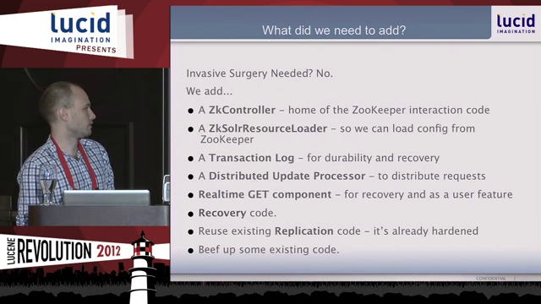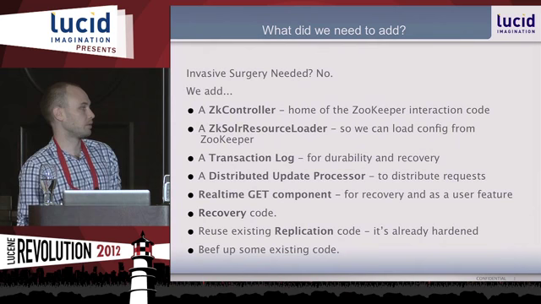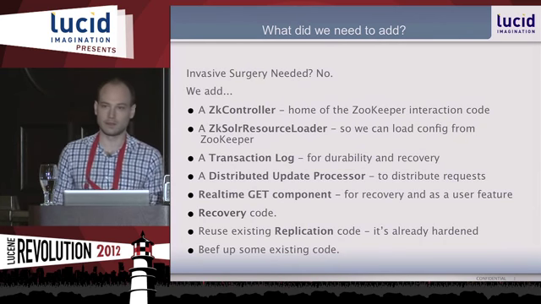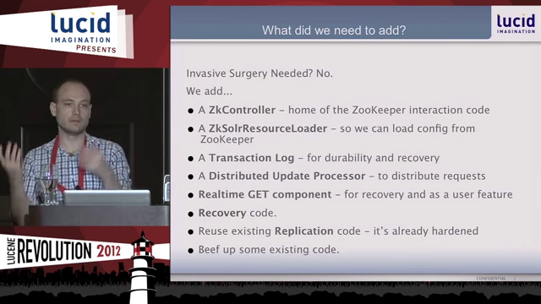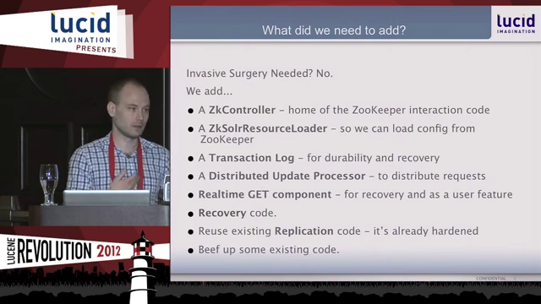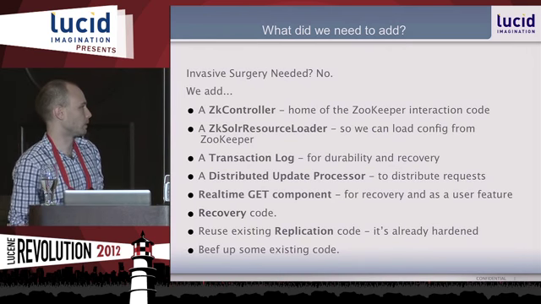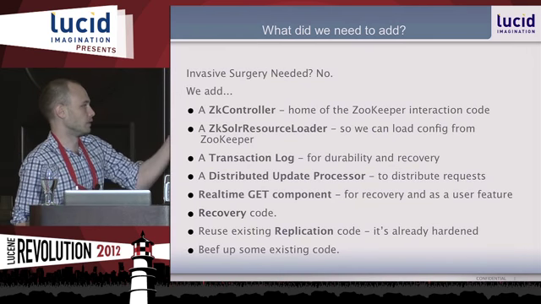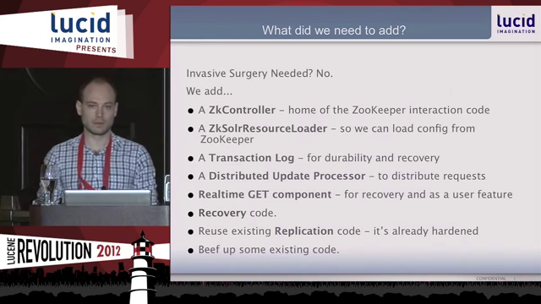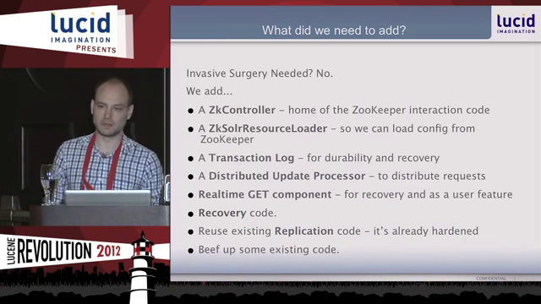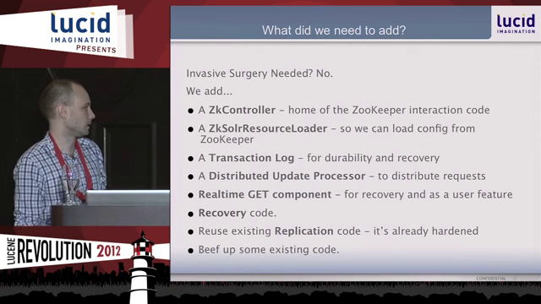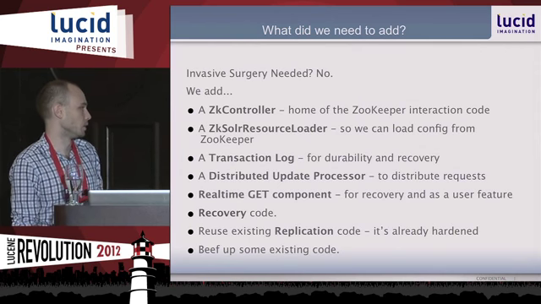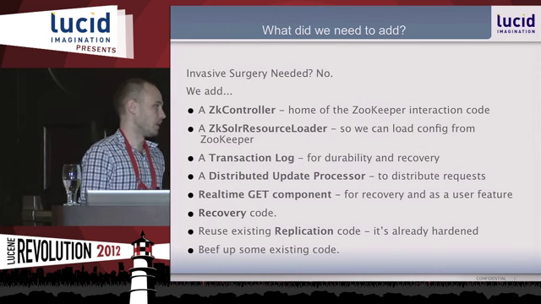and also part of our real-time get stuff. We added a distributed update processor, which is a current plugin point that does most of the forwarding work and the versioning work and all of that stuff. So that was just a plugin point we already had. We added a real-time get component, which we use for some of the recovery stuff and which you can use as a feature, which we'll talk about a little later. And we added some recovery code for when things go wrong.